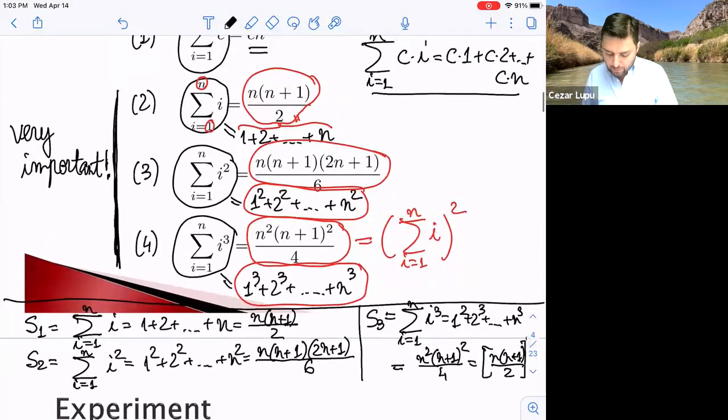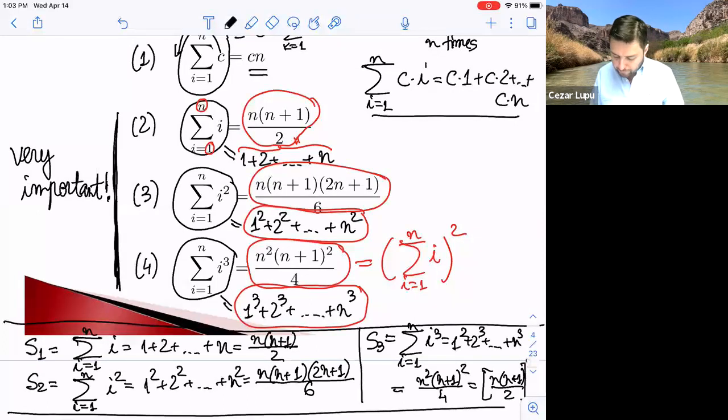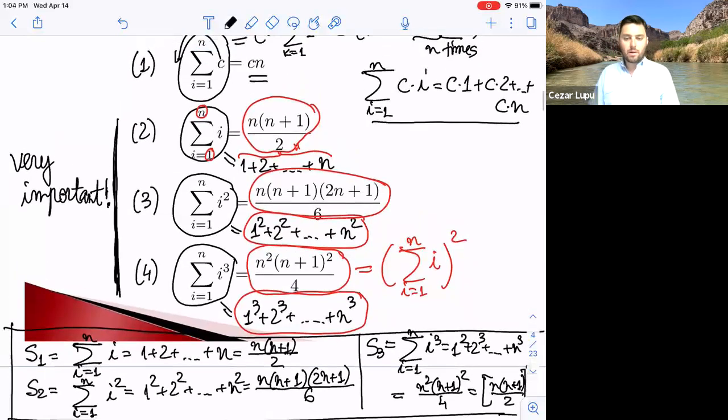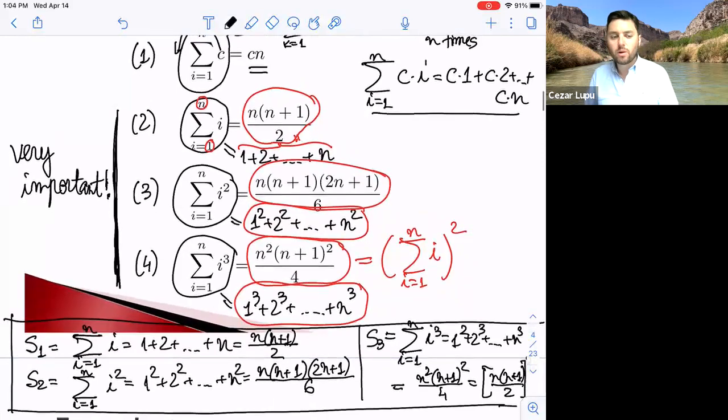All right, so these are the three sums that you need to know. And like I said, the proof can be done by induction, but I don't want to get into it. In fact, we will make use of these three sums. It will turn out that they will be very important. But before we go there, let's do an experiment.